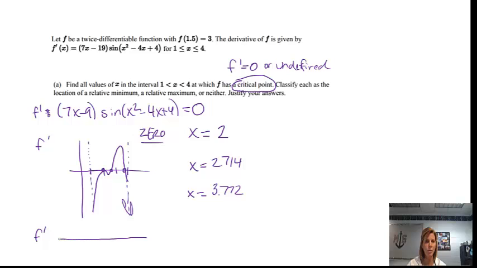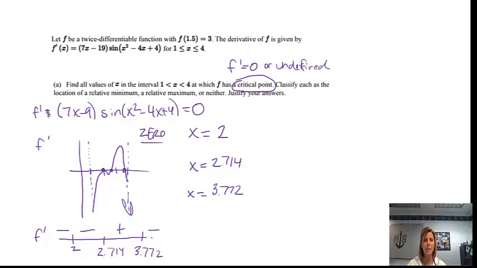So f prime, I have 2 on it, I have 2.714 on it, and I have 3.772 on it. So when I'm looking at f prime, we are going to be looking at above and below. The graph of f prime is below the x-axis till it gets to 2, so f prime will be negative. It stays below till it gets to 2.714, so that will still be negative. And then between 2.714 and 3.772, f prime is positive because the graph is above the x-axis, and then the graph falls below the x-axis again, making f prime negative.